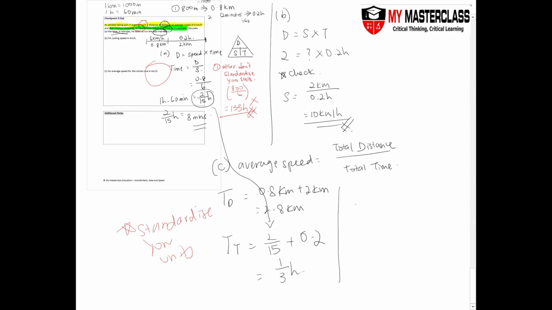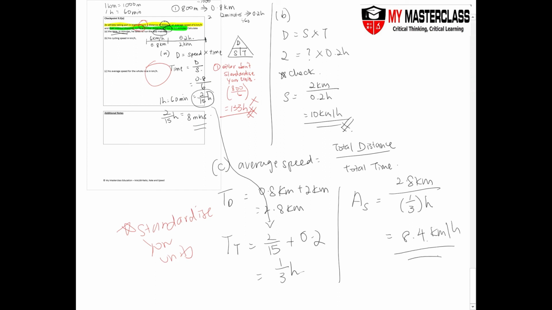So moving on, you will find your average speed. Therefore, you will take your total distance, which is 2.8 kilometers, divided by 1 over 3 hours. Press into your calculator. You should be getting 8.4 kilometers per hour average speed.